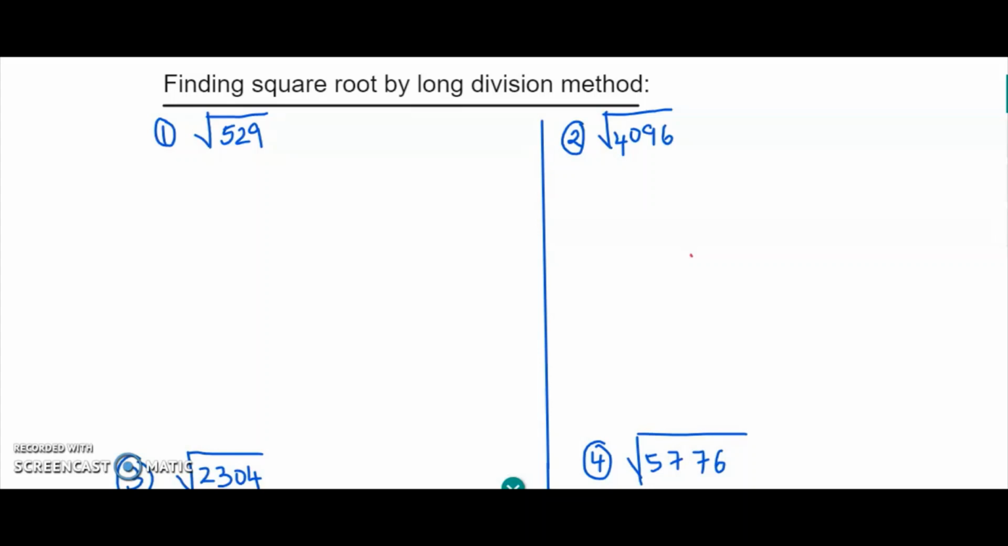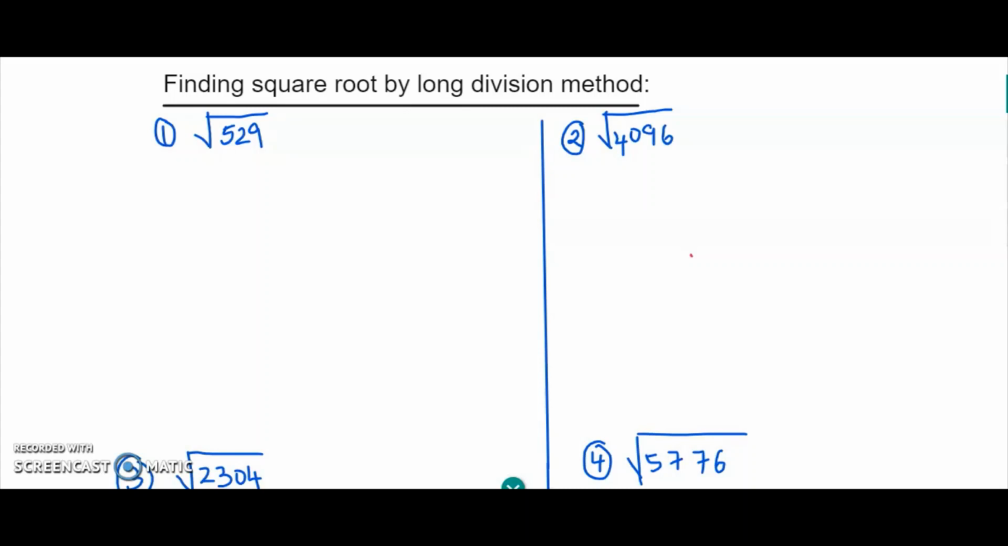Hello everyone. In this video we will learn to find the square root by long division method. Previously we learned to find the square root by prime factorization method. So to find the square root we have two methods. One is prime factorization, which we have already seen, and the next is the long division.